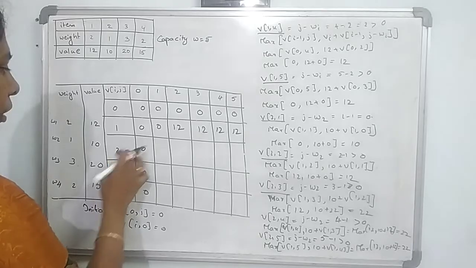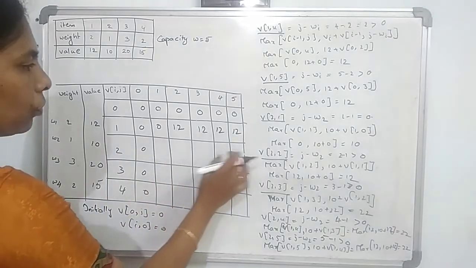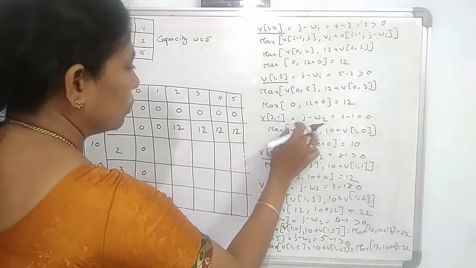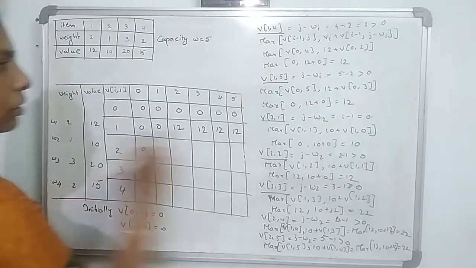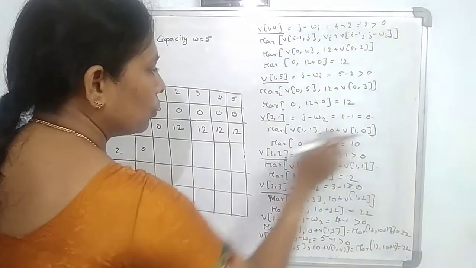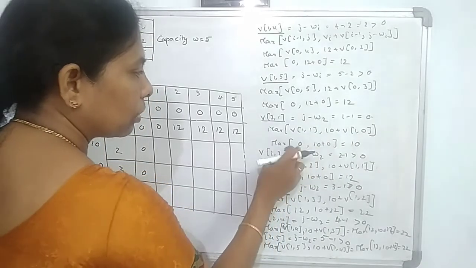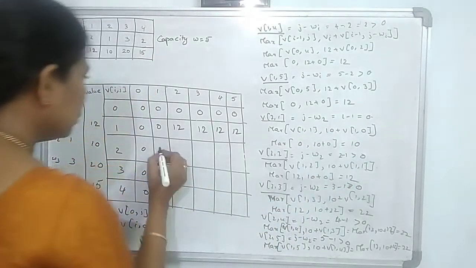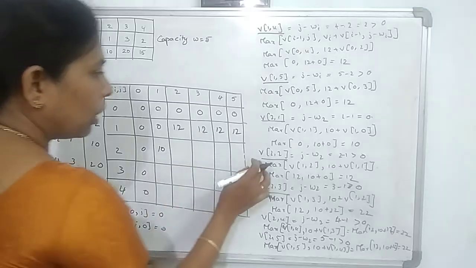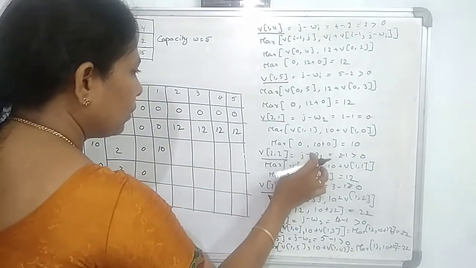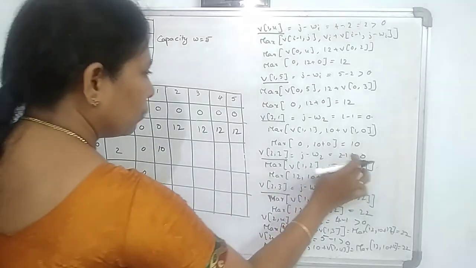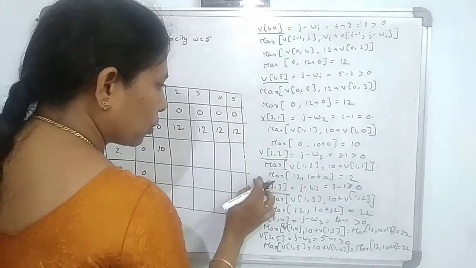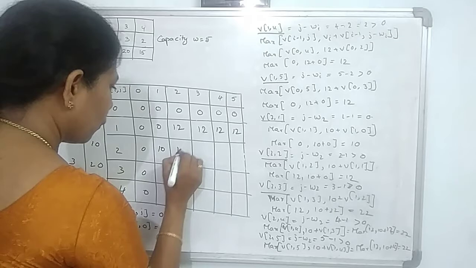After that you can calculate 2 1, 2 2, 2 3, 2 4, 2 5. So 2 1, j minus W2. In that W2 value is 1. So 1 minus 1 is 0. If it is 0, then you can take the equation and calculate the value. This value is 10. And V of 2 2, j minus W2, W2 value is 1, that is 1 greater than 0. Again you can calculate the process and the value is 12.